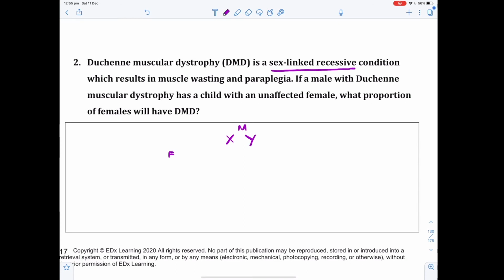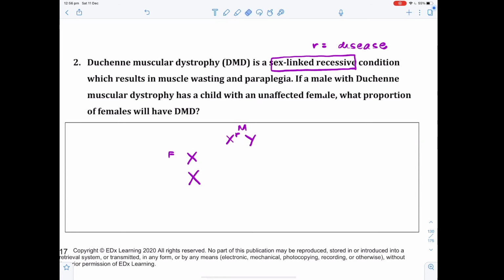Very good. So I think the second we see sex-linked recessive, we should write lowercase r equals disease. I always do that. Always. So I know that this male must have a little r. That's why it's disease. Good. And the female is going to have what 2 chromosomes? Good. So she can have 2 alleles. Now, what is the female's phenotype?